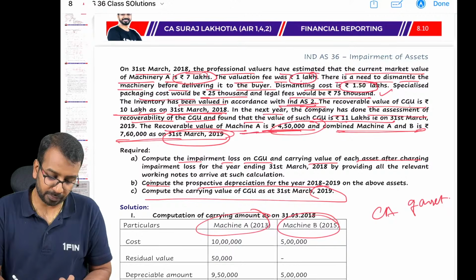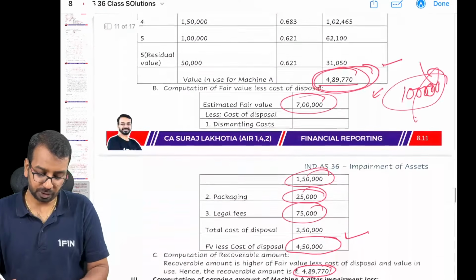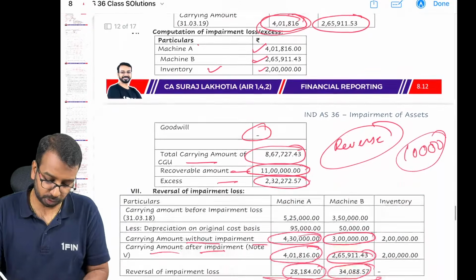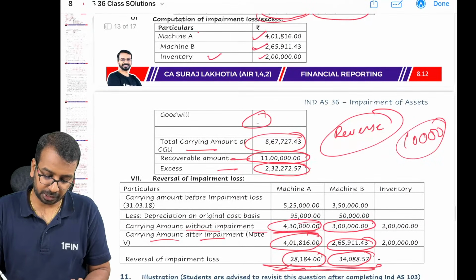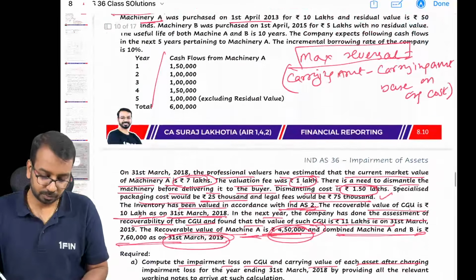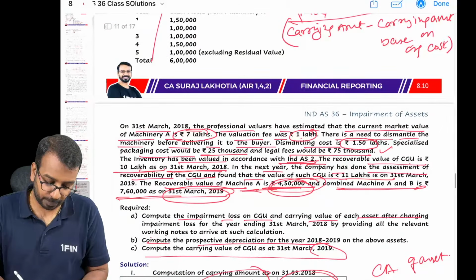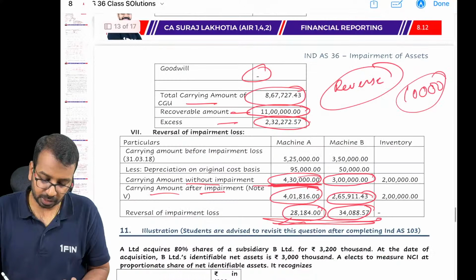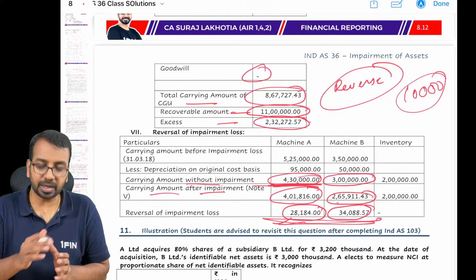Then the recoverable value of machine A is 450 individually, but I cannot reverse it by more than 430. So I will be restricting myself to 430. Then for combined A and B is 7, cannot be more than the existing, that is 401 and 265. It cannot exceed that particular value.